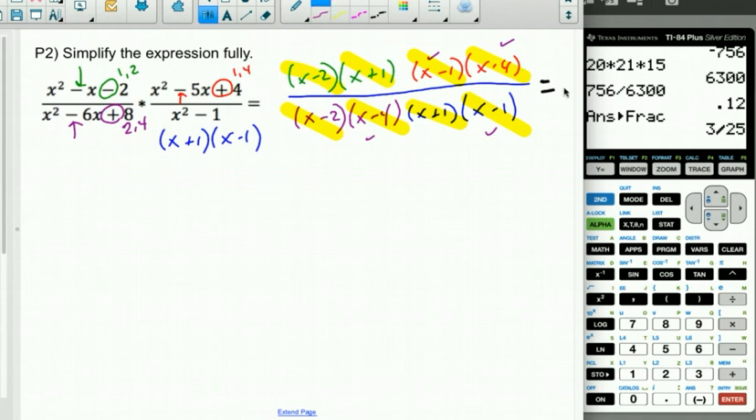So our final answer is literally just 1. Everything canceled. Absolutely everything cancels. And that's not always going to happen, but that's the idea, that sometimes everything's going to cancel.